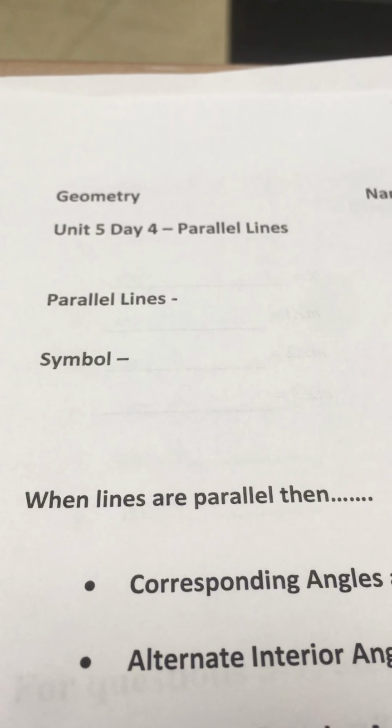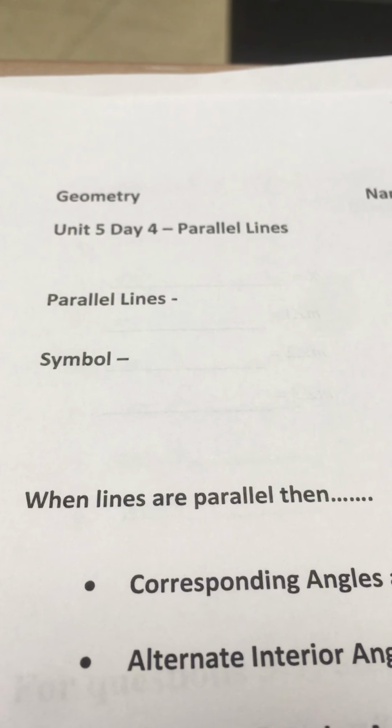Parallel lines are lines on the same plane, the same surface, that never intersect. They're never going to cross over each other. You will have transversals in the diagrams you're going to see.